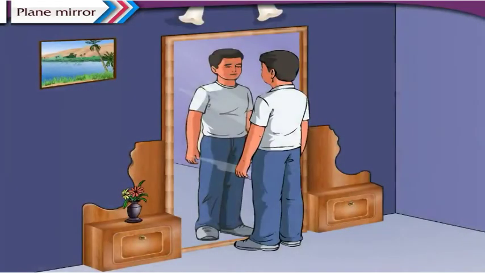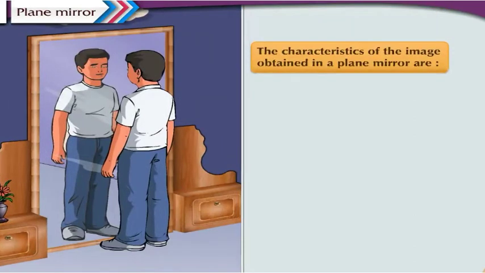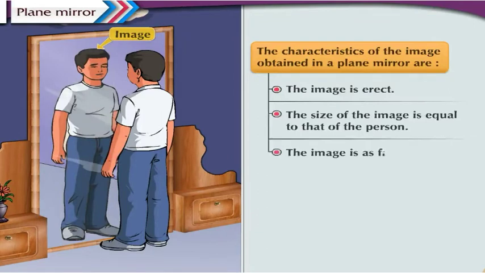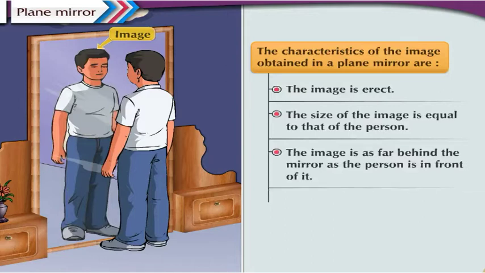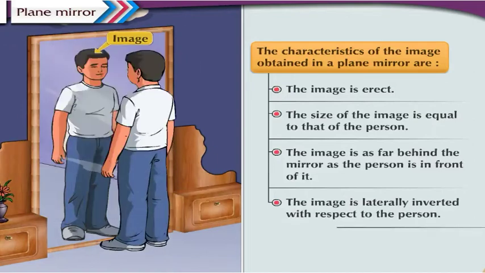When a person stands in front of a plane mirror, the characteristics of the image obtained in a plane mirror are: the image is erect. The size of the image is equal to that of the person. The image is as far behind the mirror as the person is in front of it. The image is laterally inverted with respect to the person. The image is virtual.